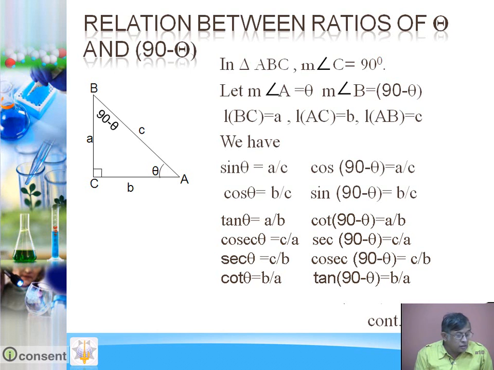Now sin theta is A upon C, and cos of 90 minus theta is again A upon C. So this proves that sin theta is equal to cos of 90 minus theta. Cos theta is equal to sin of 90 minus theta. Tan theta is equal to cot of 90 minus theta. Cosec theta is equal to sec of 90 minus theta, sec theta is equal to cosec of 90 minus theta, and cot theta is equal to tan of 90 minus theta.